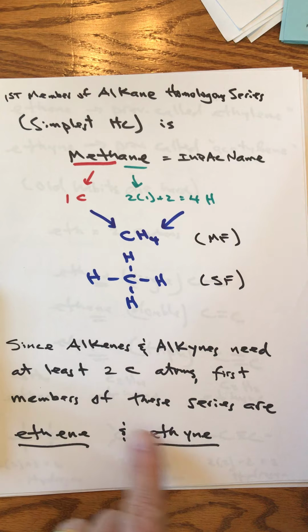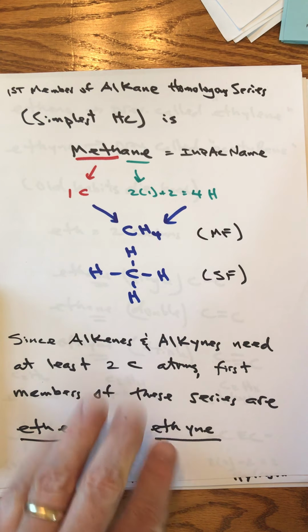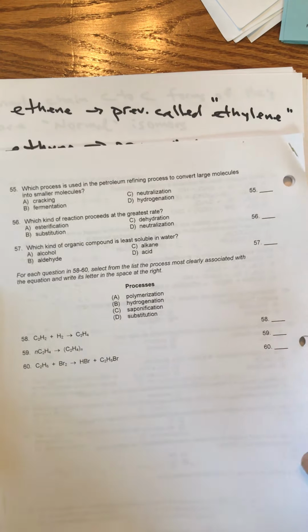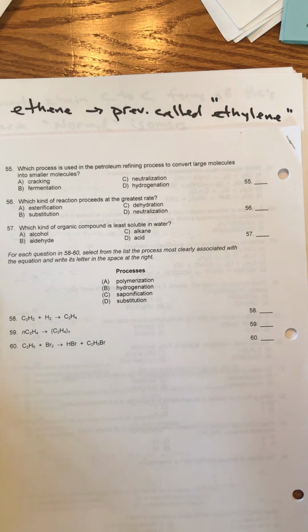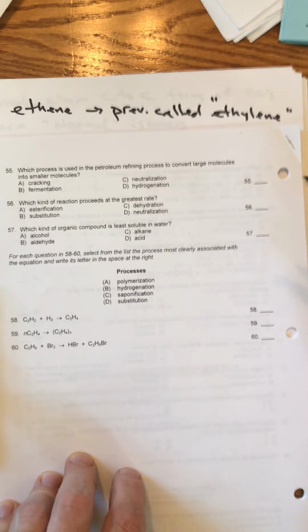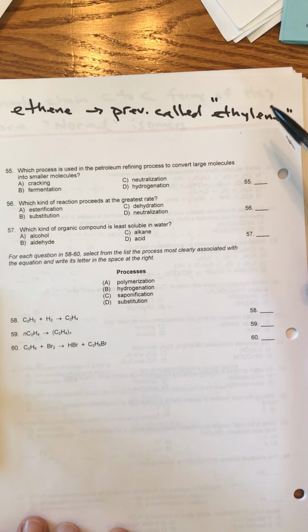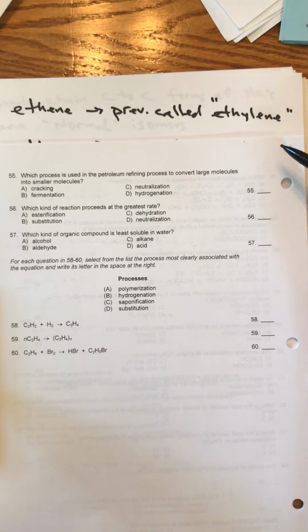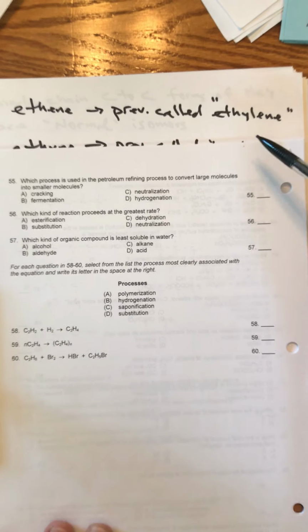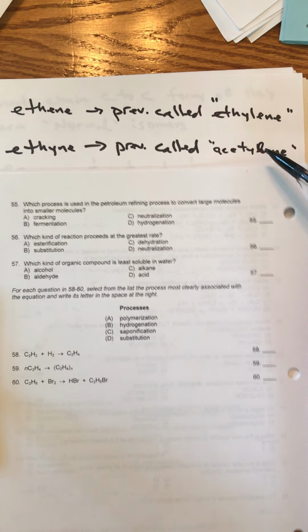So the first members of these series are ethene and ethyne. Now, old habits die hard. Ethene used to be called ethylene. You'll still hear that, ethylene, sometimes. The enes were ylenes, but that was not applied consistently. Ethyne used to be called acetylene.